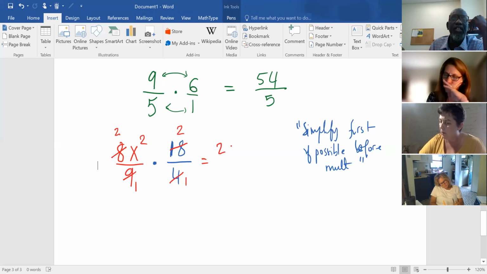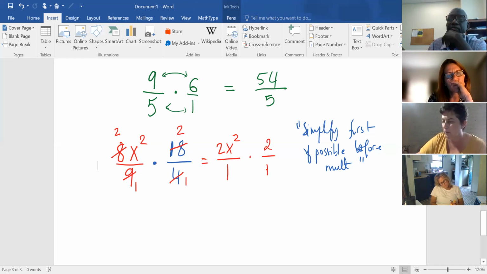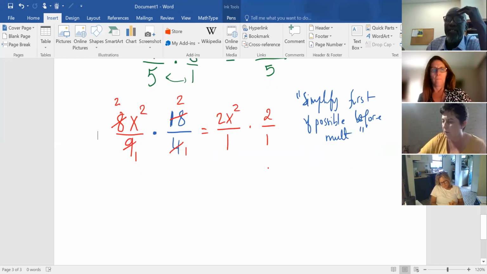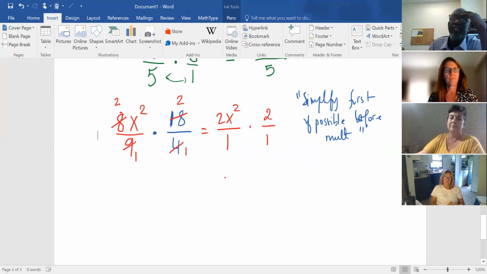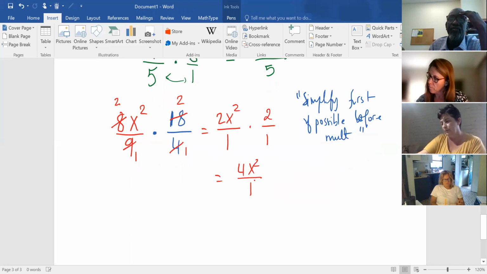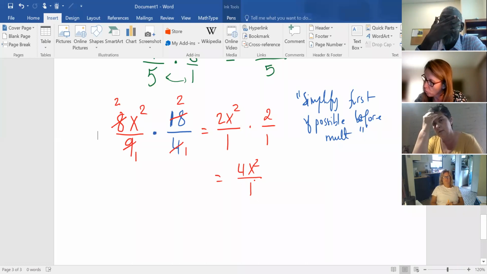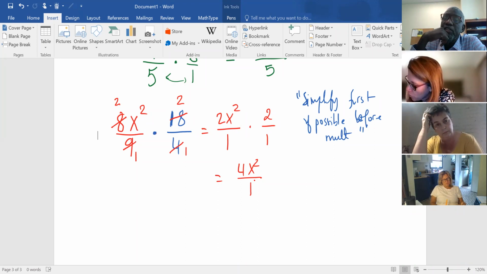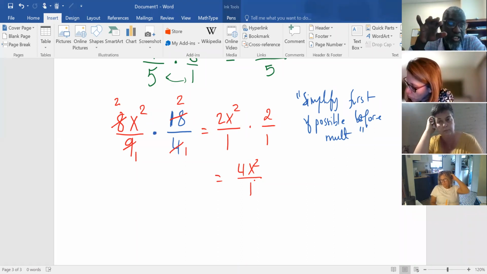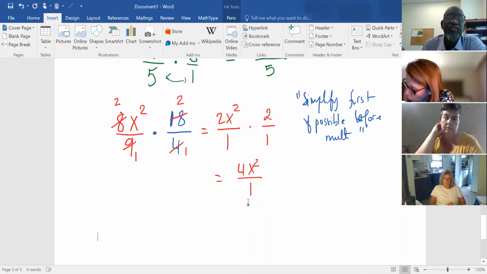It's going to be 2x squared over 1 times 2 over 1, right? Now, is it easier to multiply now? It's easier to multiply. We get 4x squared over 1, right? So think about it. Before we do any multiplications, if it is possible to simplify, we go ahead and we simplify.